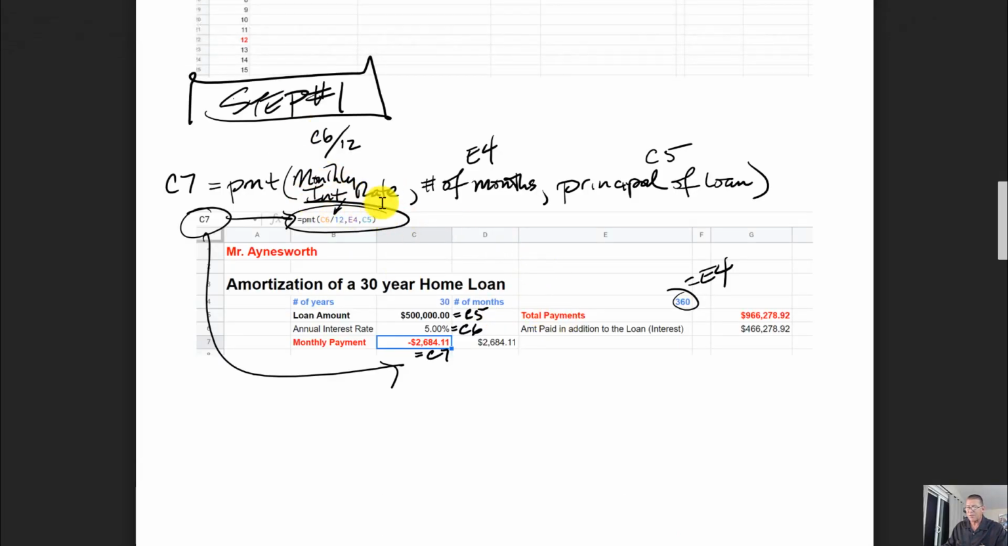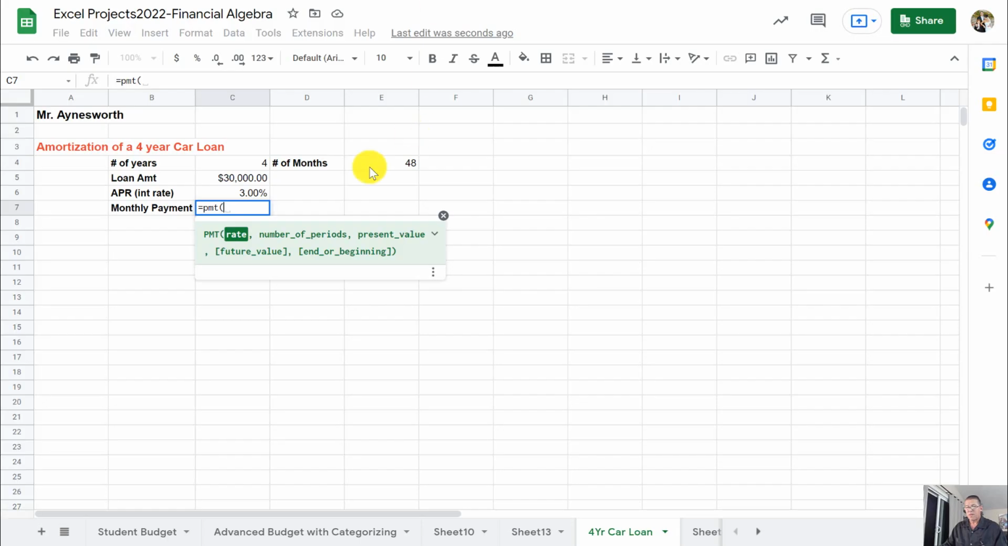We need a monthly interest rate right here. So we're going to have to take our APR and divide it by 12. And then we need the number of months or periods, and that's 48 in this case, and the principal of the loan comes next. All right, so here we go. We click on C6, which is where the APR is, but it's annual percentage rate. We need to convert that to monthly, so divide it by 12.